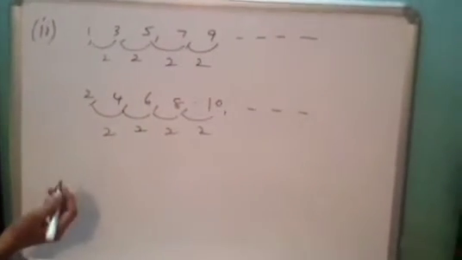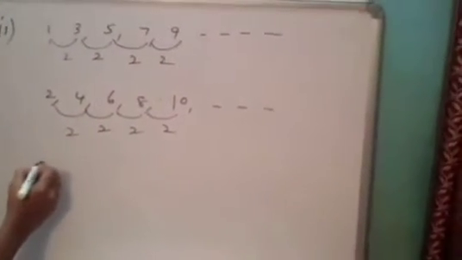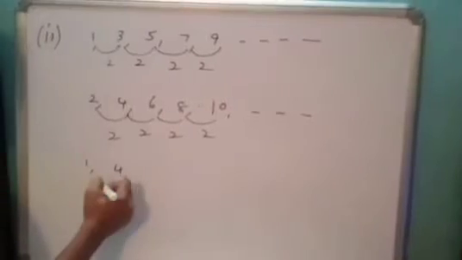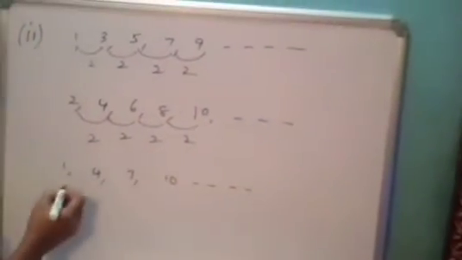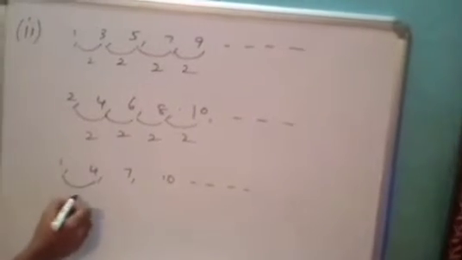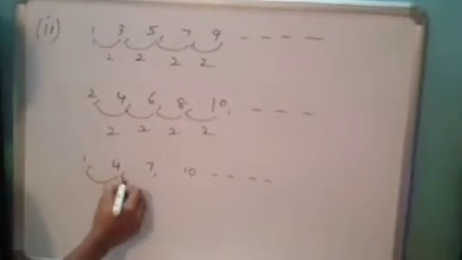And next, one more example: 1, 4, 7, 10 and so on. The difference between consecutive terms: 4 minus 1 is 3, 7 minus 4 is 3, 10 minus 7 is also 3. This also is an arithmetic progression. Next, let us see some more examples of arithmetic progression.